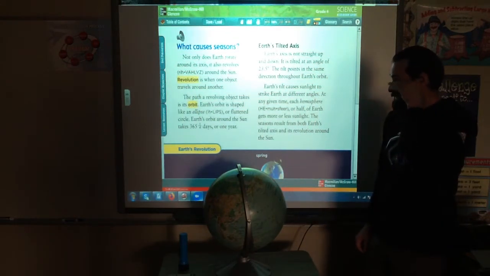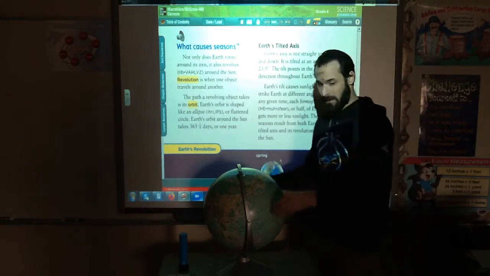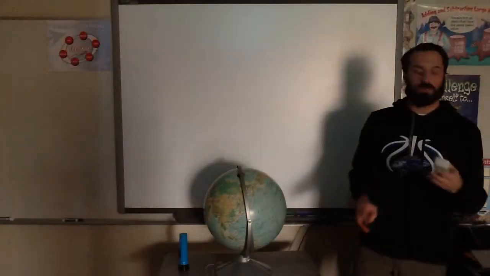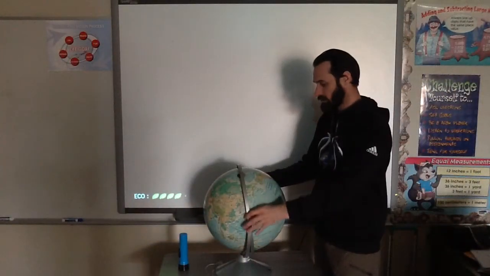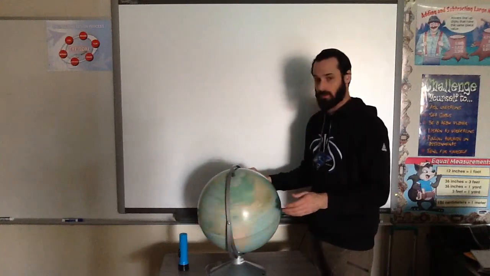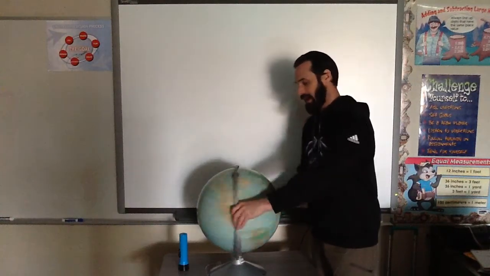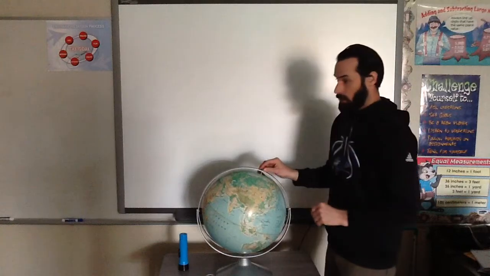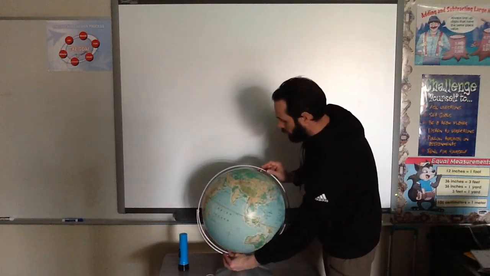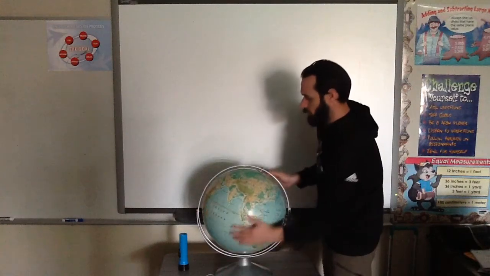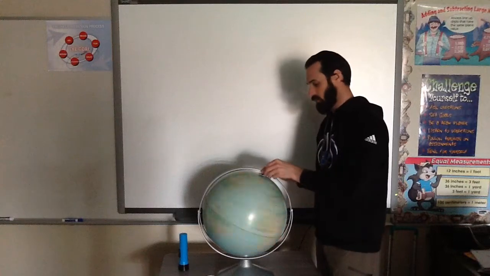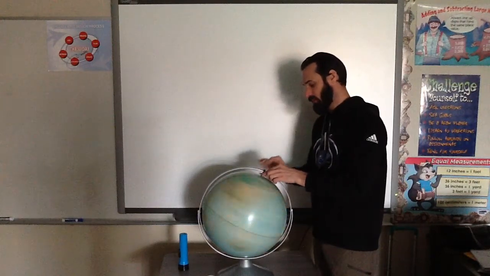We talked about what causes day and night. What really causes day and night is the spinning of Earth on its axis. Remember, an axis is, in real life, an imaginary line that runs from the North Pole to the South Pole. But on our globe, we have a real axis because we need something for this globe to spin on.